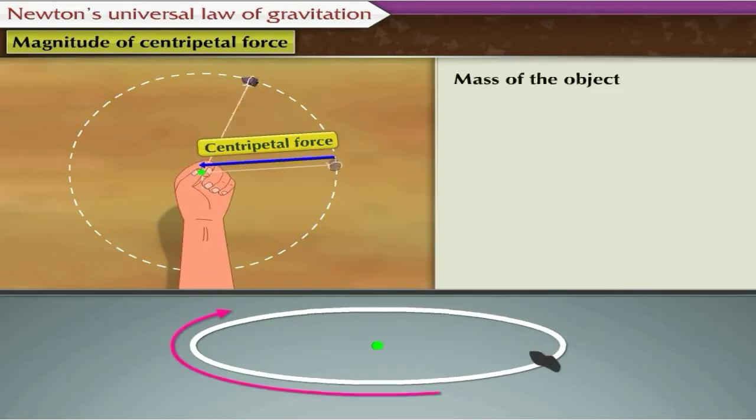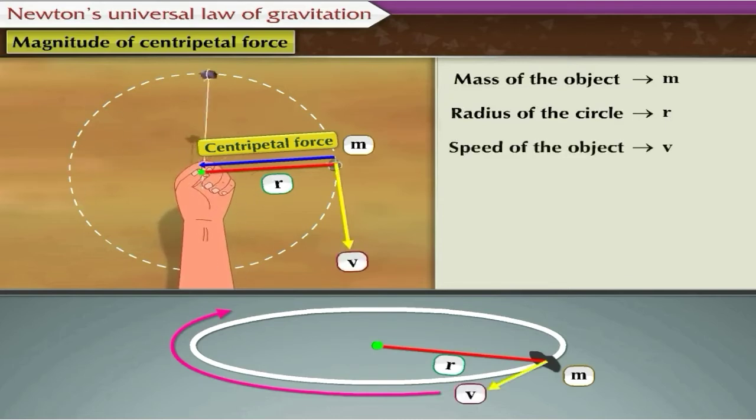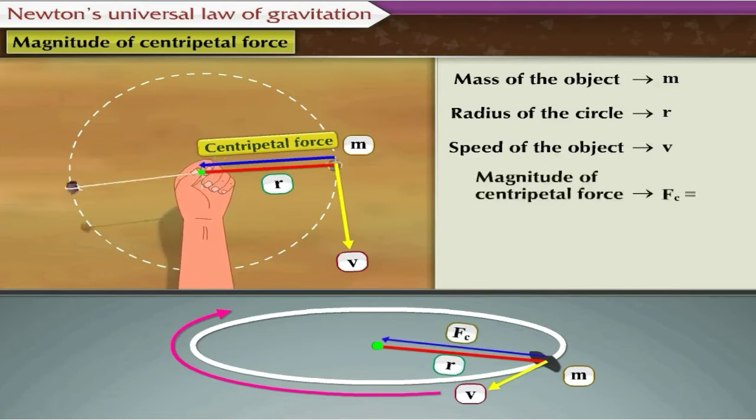If the mass of the object is denoted by m, the radius of the circle is denoted by r, and its speed is denoted by v, then it can be shown that the magnitude of centripetal force is given by m into v square upon r. The magnitude of centripetal force is proved mathematically, which you will learn in higher grades.